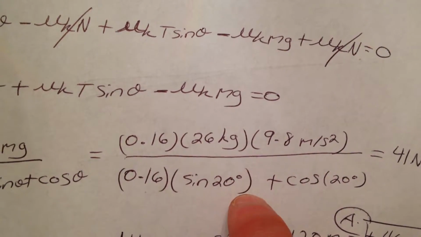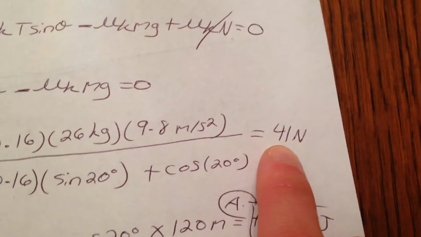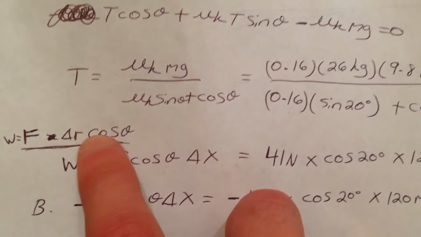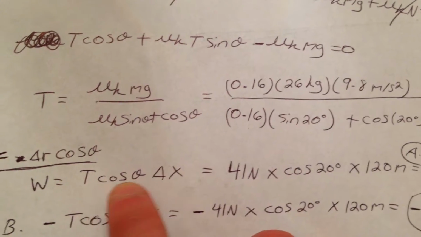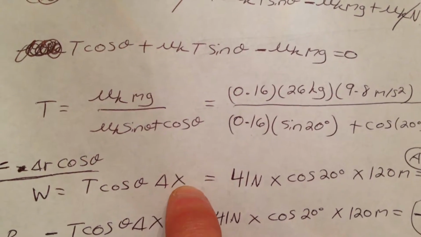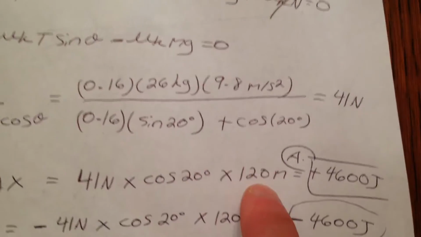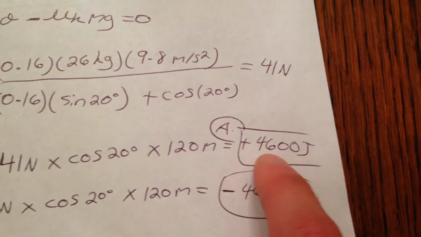Okay, so now I'll plug in the numbers. And this is tension. So tension is 41 newtons. But now I went ahead and used this equation, okay, and it's just T cosine multiplied by displacement. So it's 41 newtons multiplied by cosine 20 multiplied by displacement 120 meters. So that's the answer to part A, positive 4,600 joules.